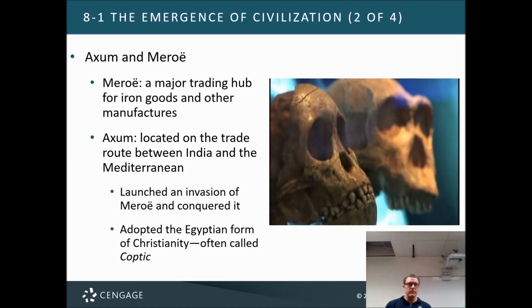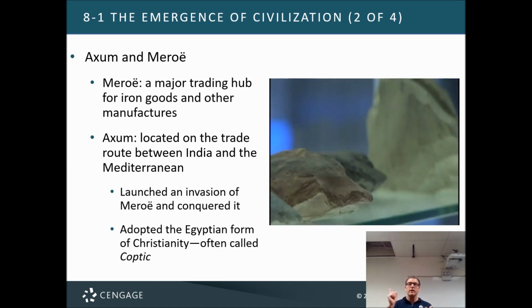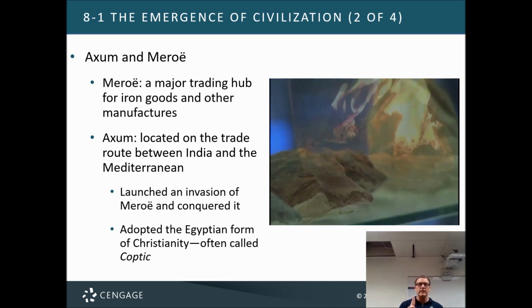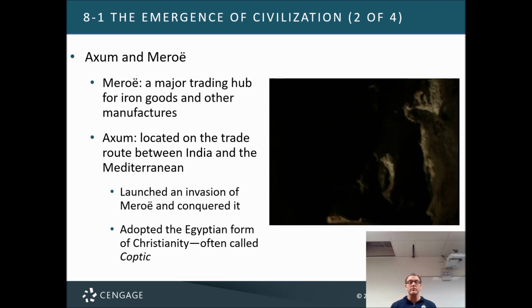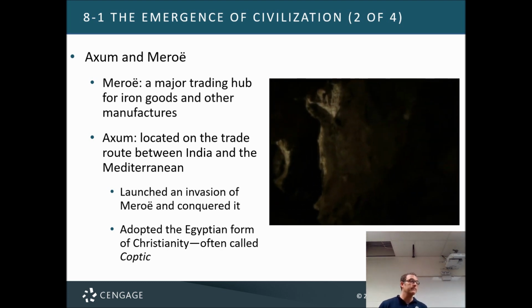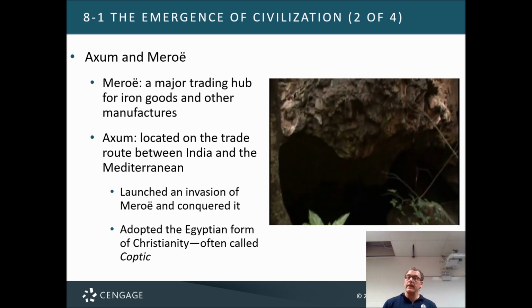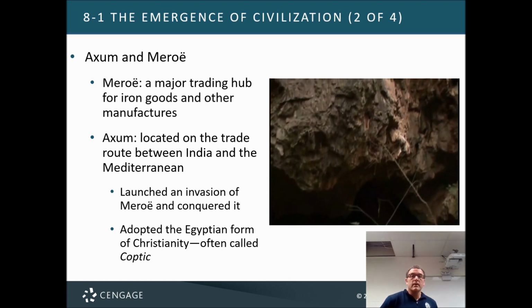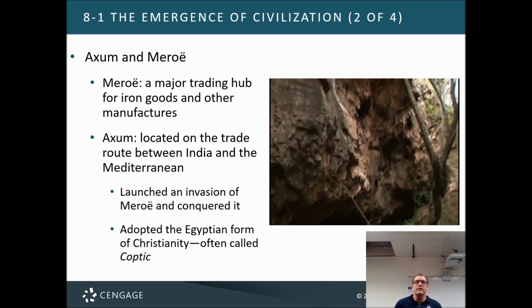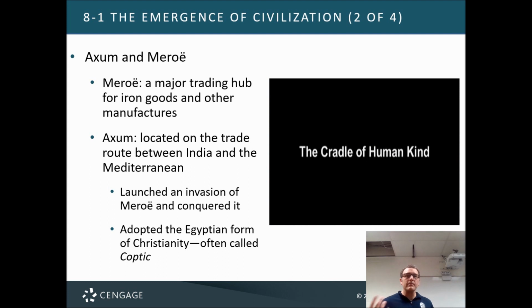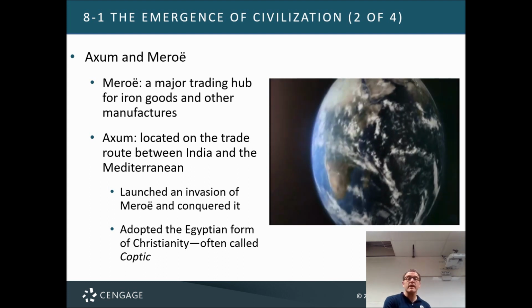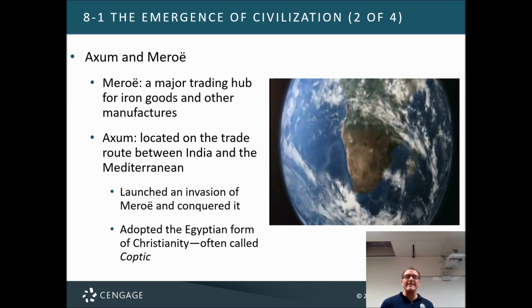Now, Aksum was famous for its exports of ivory, frankincense, myrrh, and of course those two being incredibly valuable spices, but also the slave trade. So Aksum made much of their wealth in the slave trade. And many of these slaves would come from conquest against their rival city-state of Meroe. And as they would conquer, they would take captives. And eventually they conquered Meroe entirely and created a vast empire.